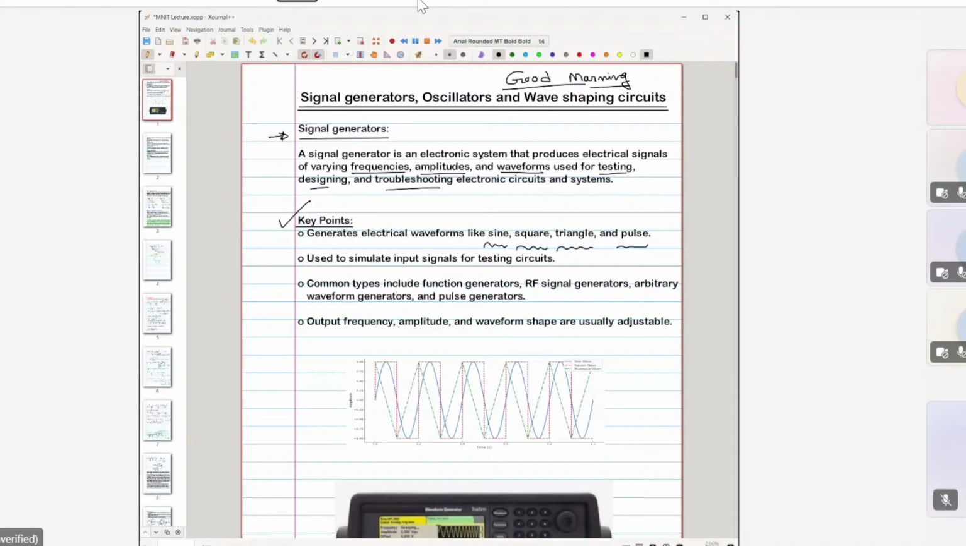Here, common types of these different signal generators can be just. Please take care that for the next 2 hours. I'm so sorry.